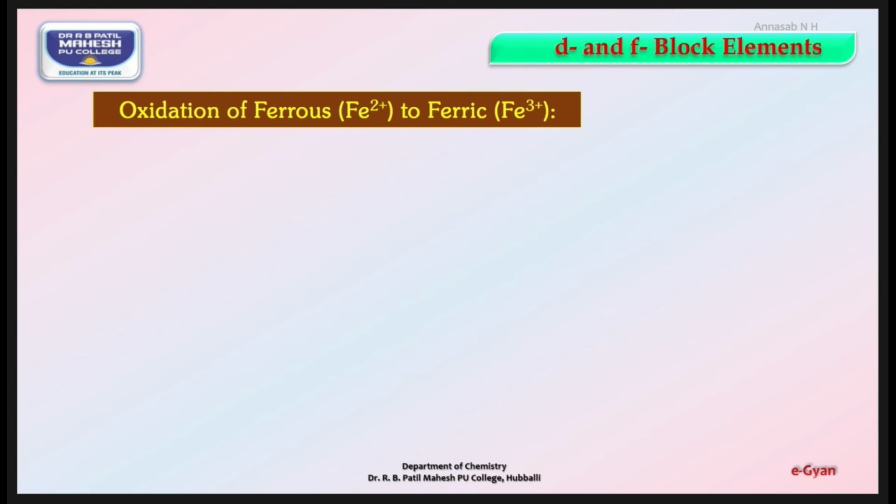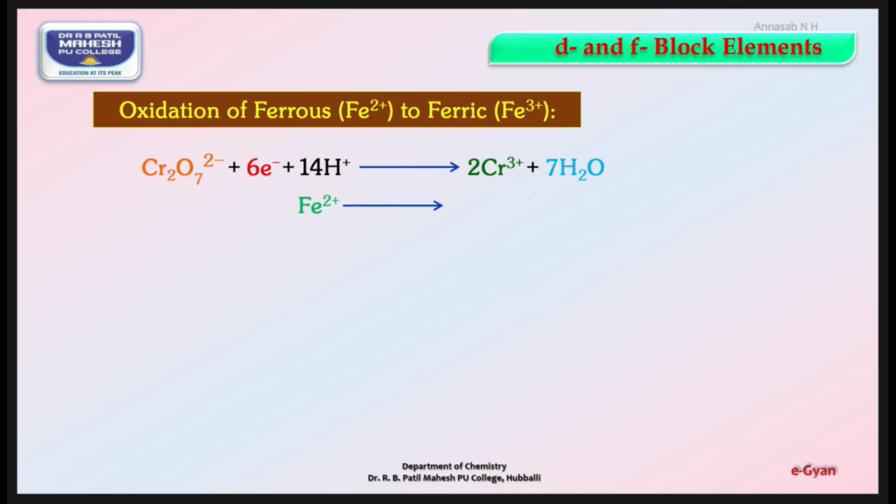Moving to the next one, oxidation of ferrous Fe plus 2 to Fe plus 3. Please pause the video and try to write the equation for this one. Let us continue. Cr2O7 2 minus gives rise to Cr3 plus by the gain of 6 electrons and 14H plus by the liberation of 7 water molecules. We have the second equation, Fe plus 2, that is ferrous, converted into ferric, Fe plus 3, by the loss of 1 electron.